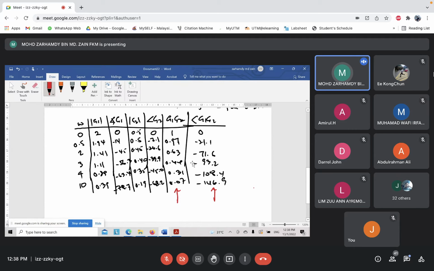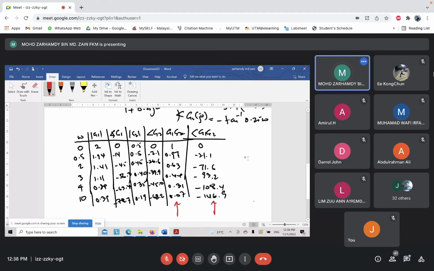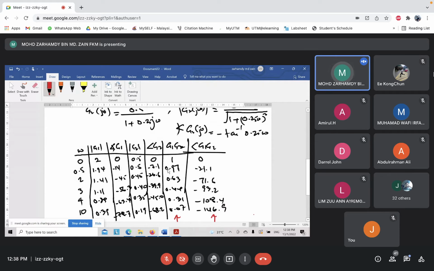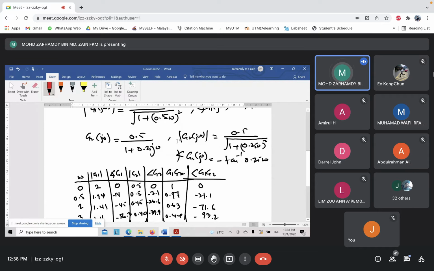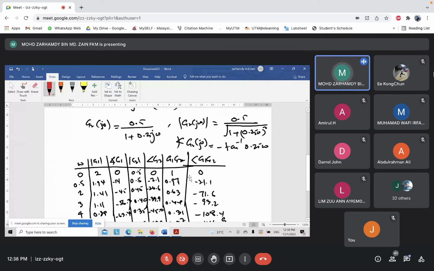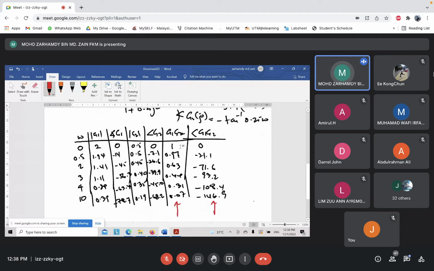So jadi setiap ni ada. Maybe around here we can get, for example, 1, 2, 3, 4, 5, 6. So maybe we get 3 marks for the table, 2 marks for showing the formula of gain and phase. Okay, so the rest of the marks are for coming up with the diagram. So for example, now we have this.